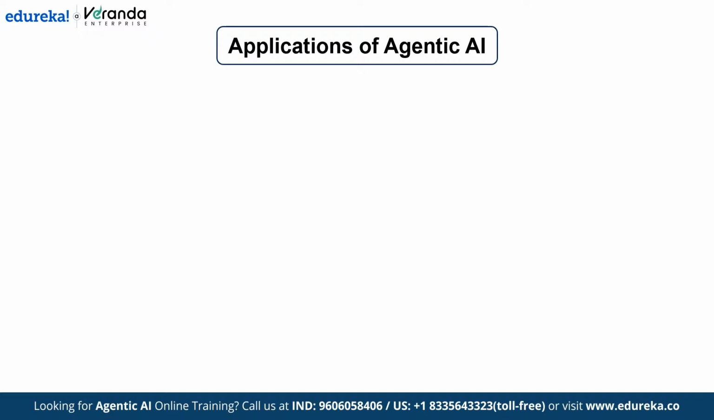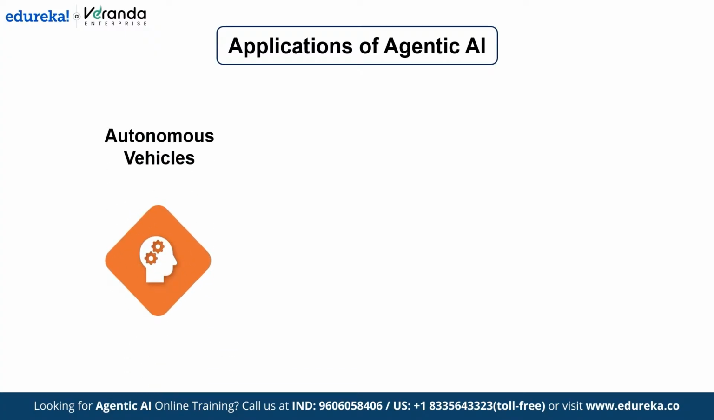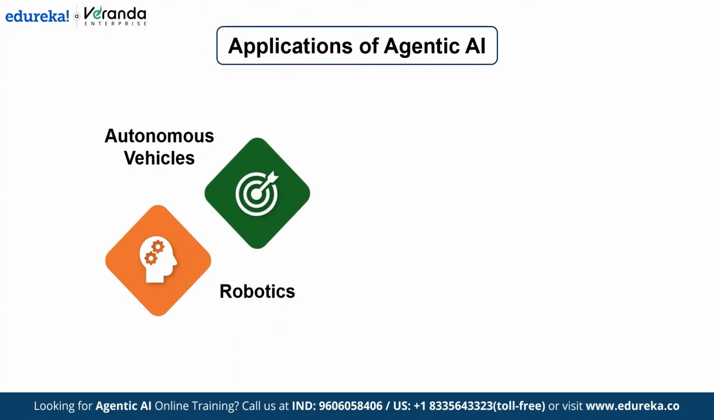Agentic AI is transforming various industries by enabling systems to make autonomous decisions, adapt to changing environments, and achieve specific goals. Autonomous vehicles power self-driving cars and drones to navigate roads, avoid obstacles, and make real-time decisions, as seen with Tesla Autopilot and autonomous delivery drones. In robotics, agentic AI allows industrial, healthcare, and exploration robots to perform complex tasks independently, as demonstrated by Boston Dynamics robots used in logistics and rescue operations.